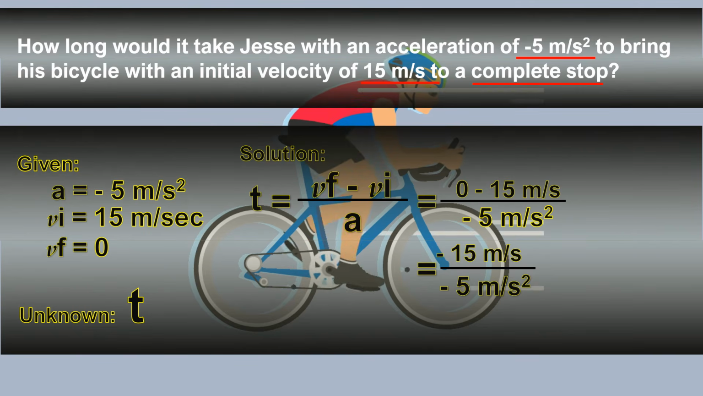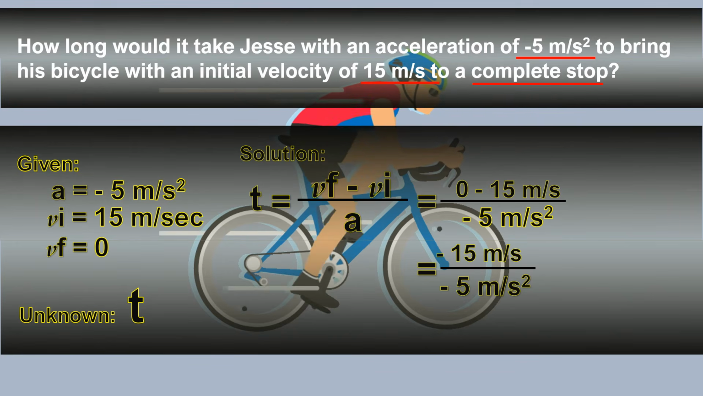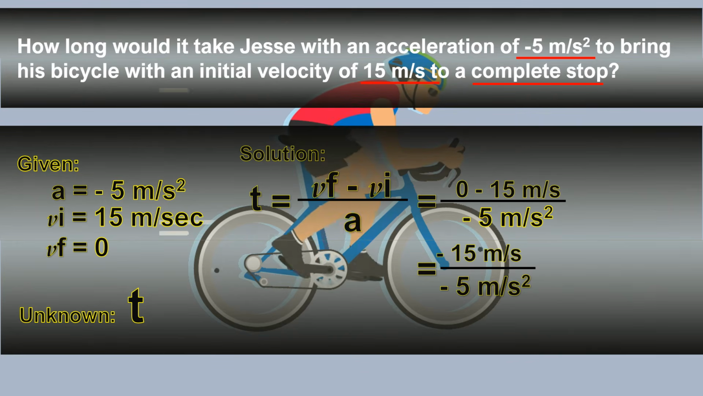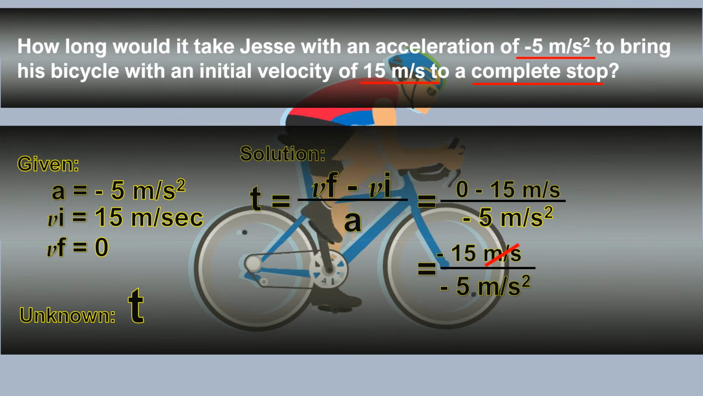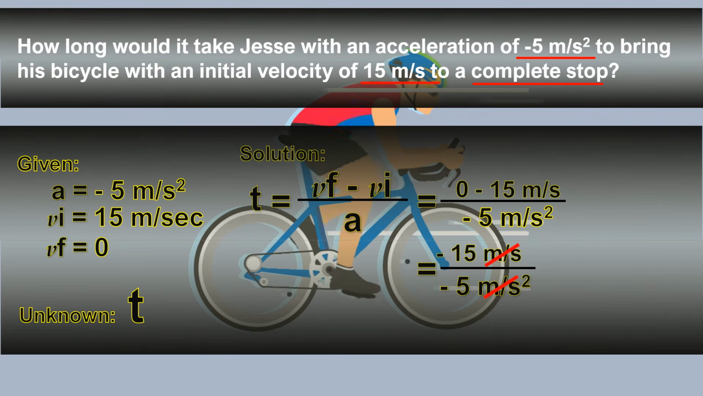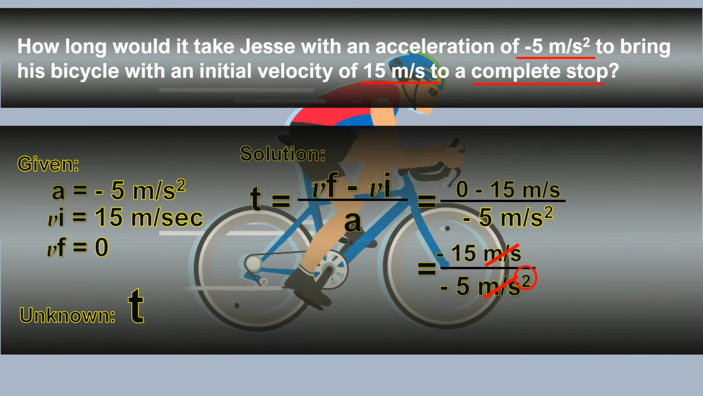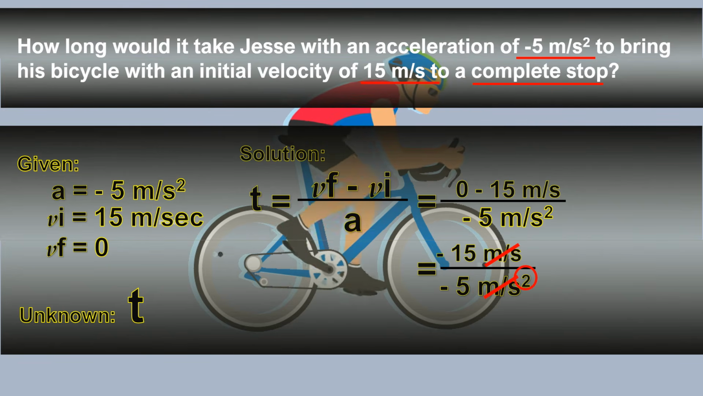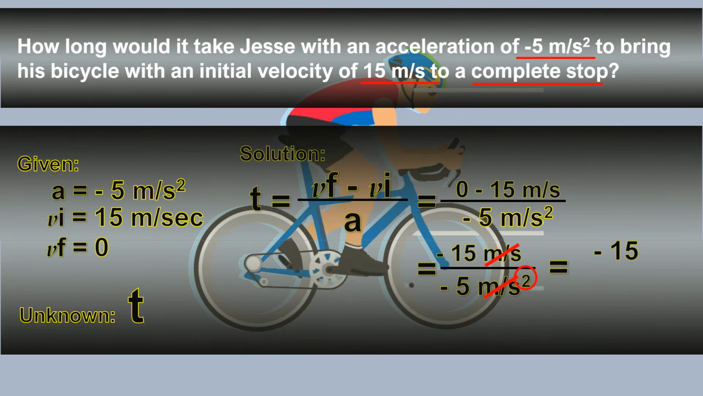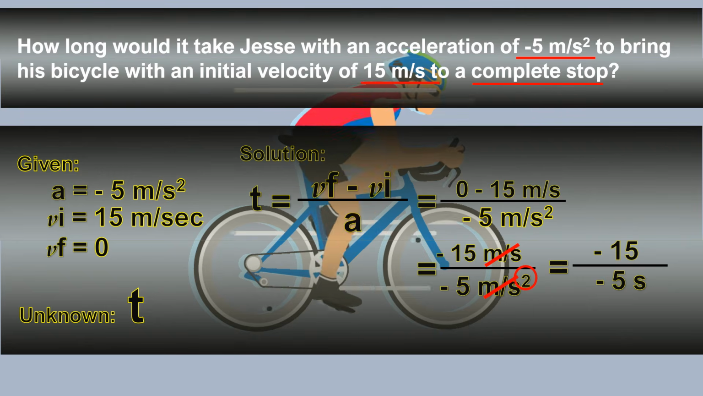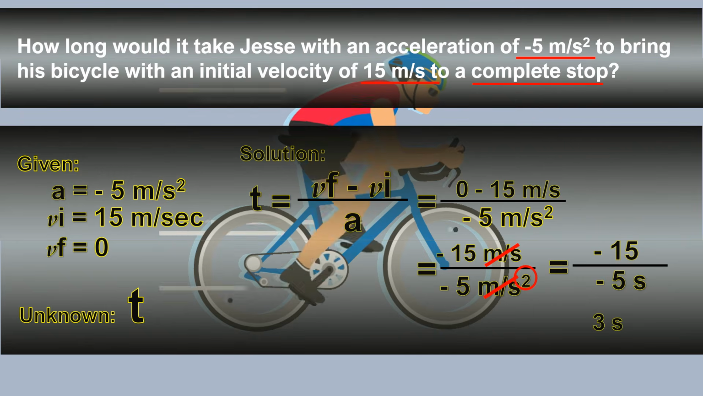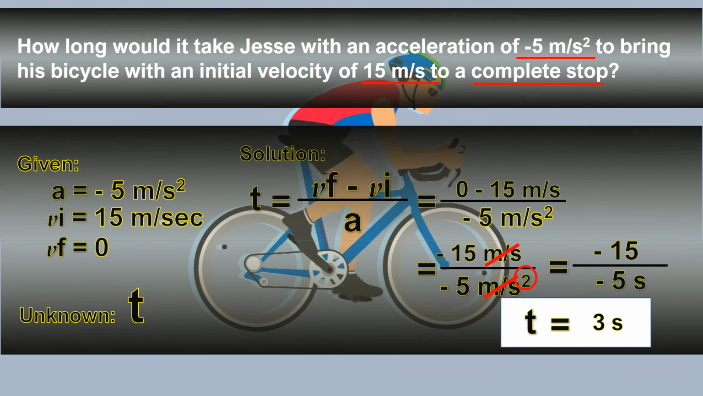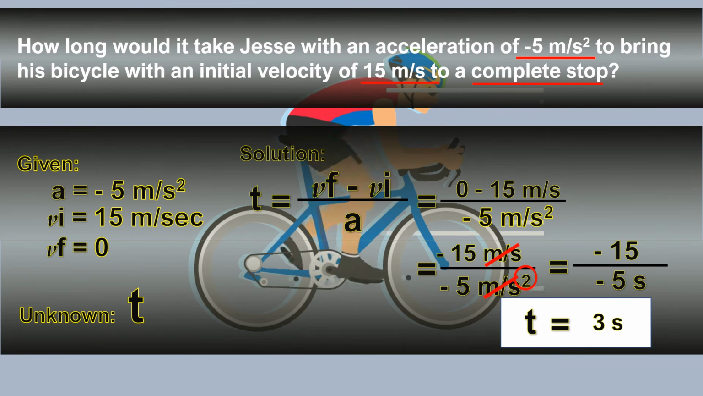And since time ang hinahanap natin, dapat ang matitira sa unit natin ay seconds lang. So, ang gagawin natin ay ika-cancel ang meters per second sa taas at ang meters per second sa baba. Tandaan na ang seconds dito sa baba ay 2. At dahil tinanggal natin ang meters per second, matitira ang 1 seconds. Negative 15 divided by negative 5 seconds is equals to 3 seconds. It took Jesse 3 seconds to arrive to a complete stop.